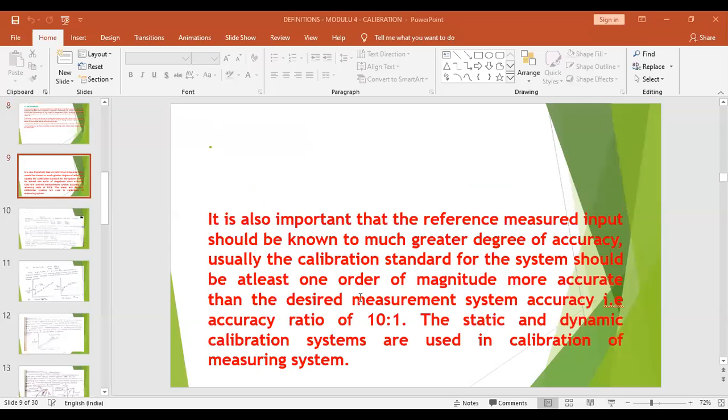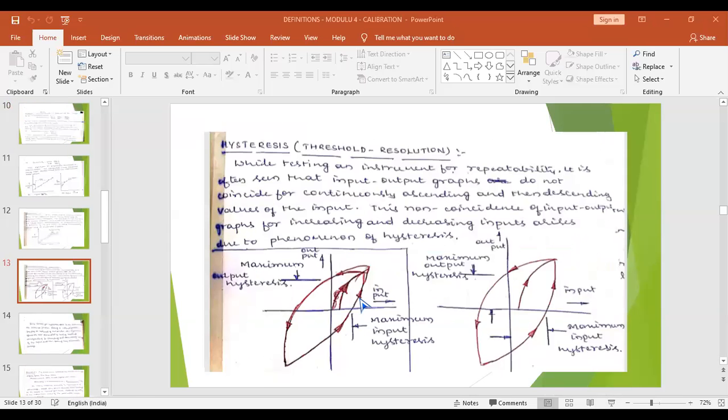Using this phenomenon, that is known as hysteresis, threshold resolution. See, all of you observe here. Say, this is the input and this is the output. First, all of you already performed the tension test and compression test in the BMT lab.